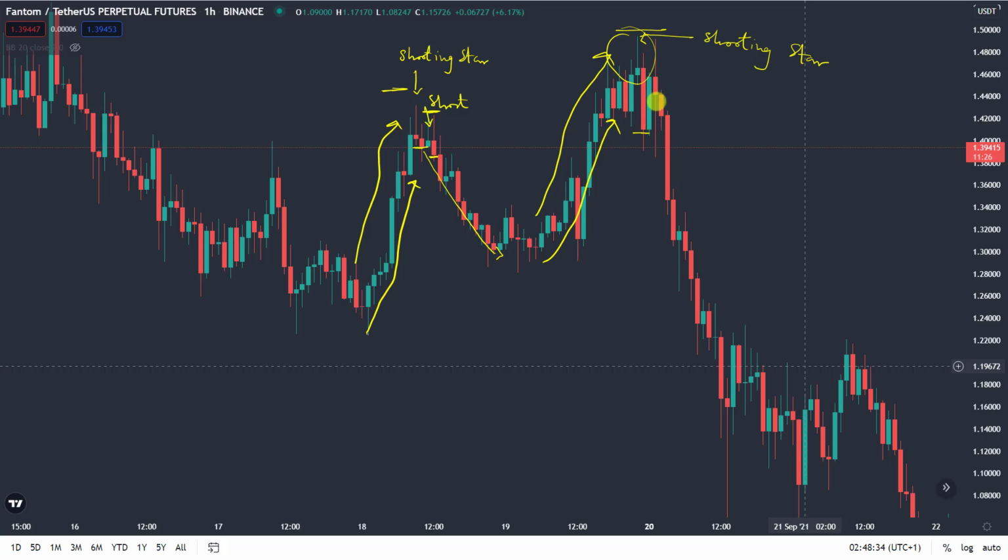So the next thing we can see is that the market starts falling. And if we had entered the setup here, we would have made a lot of money. So that is just the simple analogy behind the shooting star and the hammer candle.